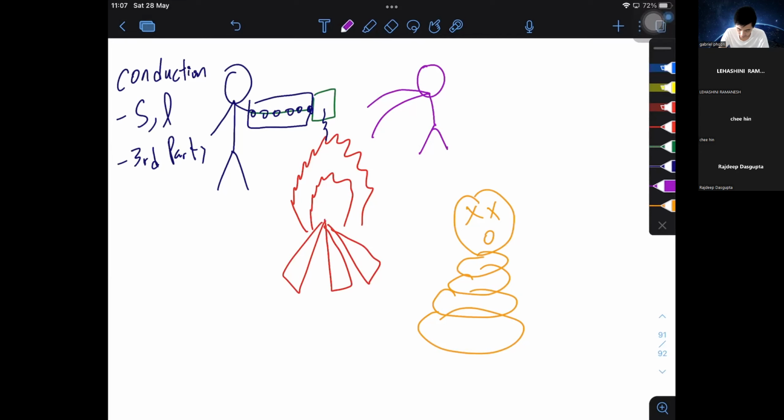Okay, then the second guy here, which is this purple guy here. All right, Chihin, which way do you think this guy is getting heat from? Conduction, convection, or radiation?